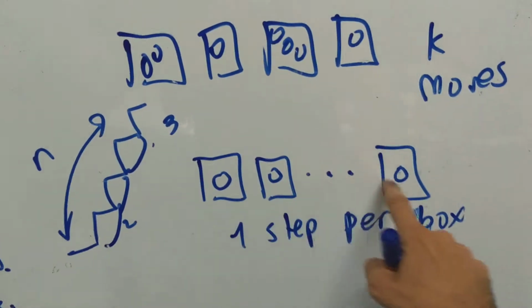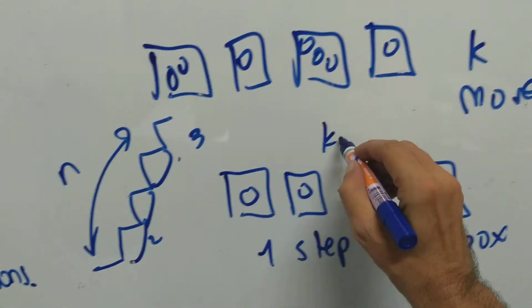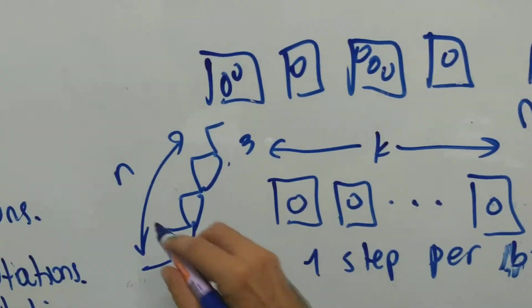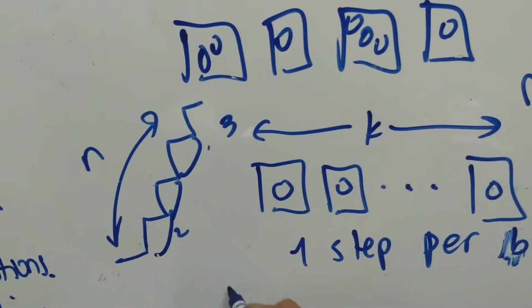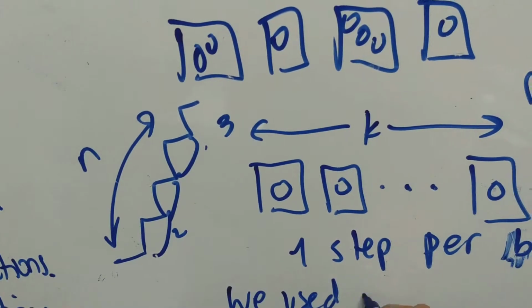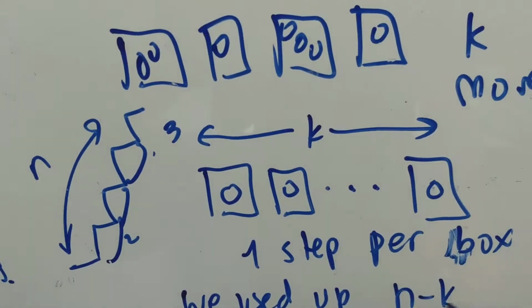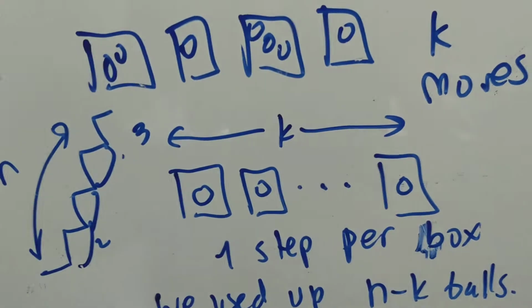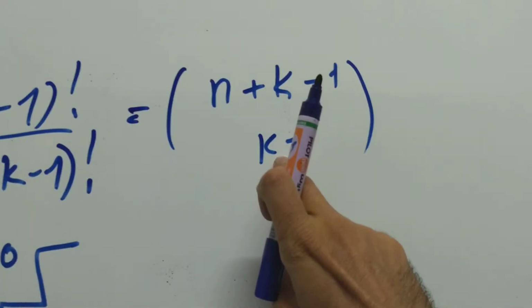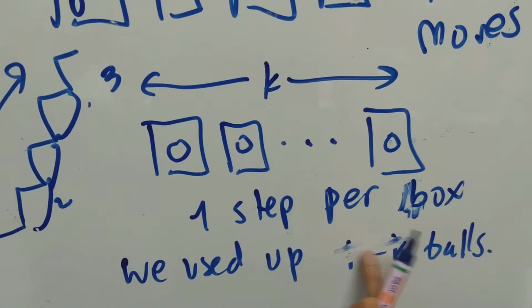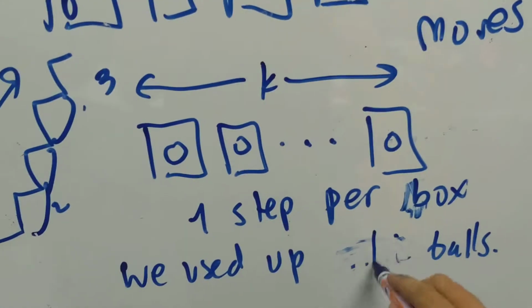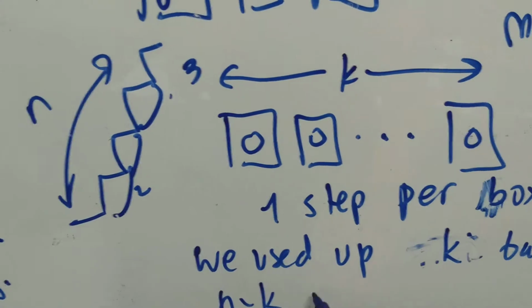So in this case, we have K boxes and we have N steps. So how many balls did we use up? We used up K balls. And so there's N minus K balls left. And now we can apply this formula for the rest of it.